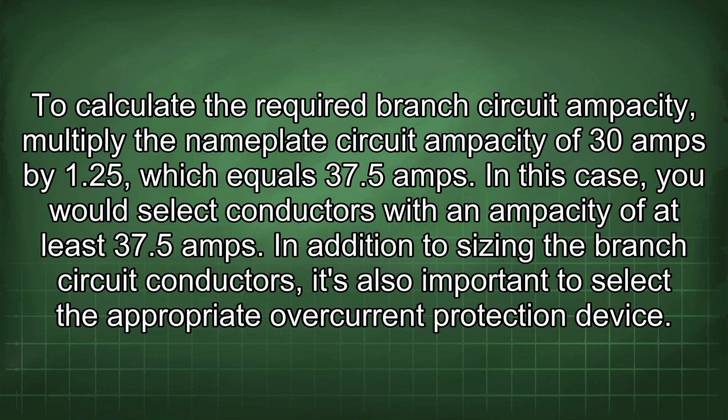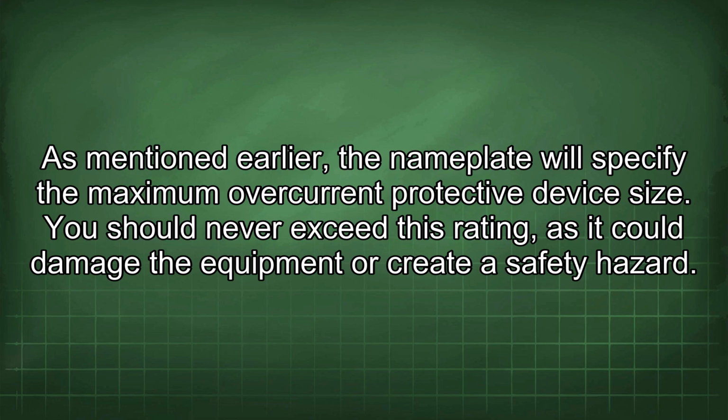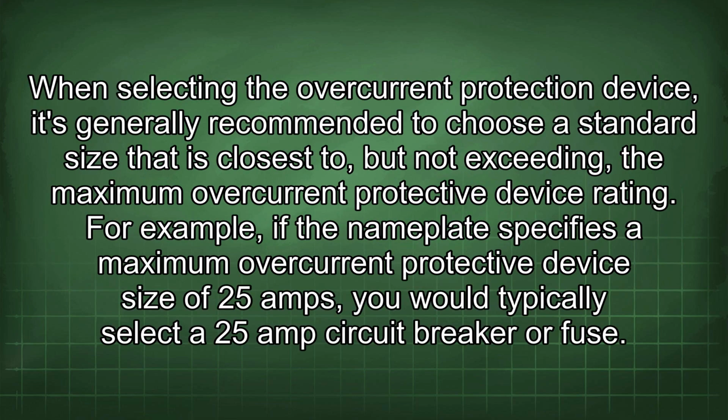In addition to sizing the branch circuit conductors, it's also important to select the appropriate overcurrent protection device. As mentioned earlier, the nameplate will specify the maximum overcurrent protective device size. You should never exceed this rating, as it could damage the equipment or create a safety hazard. When selecting the overcurrent protection device, it's generally recommended to choose a standard size that is closest to, but not exceeding, the maximum overcurrent protective device rating.